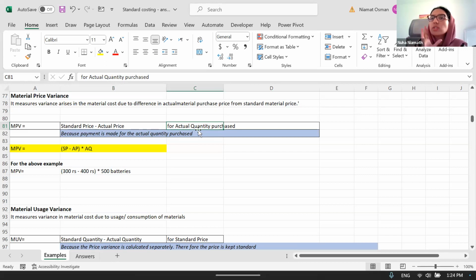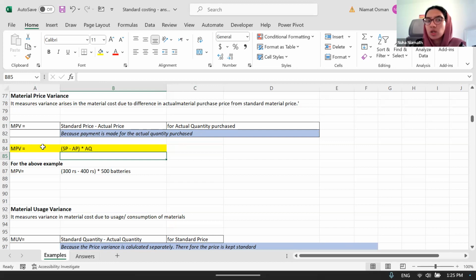So you will always use actual quantity here. You will never use standard quantity. So how does the formula go? It will be SP minus AP into AQ. That is your standard price minus your actual price into your actual quantity used. So this will be my price variance.